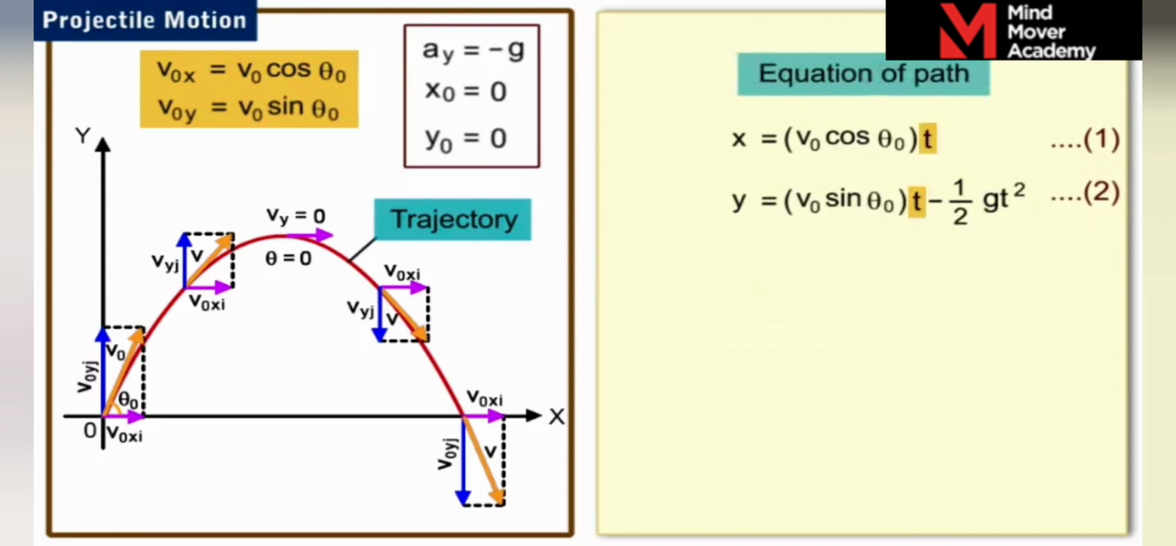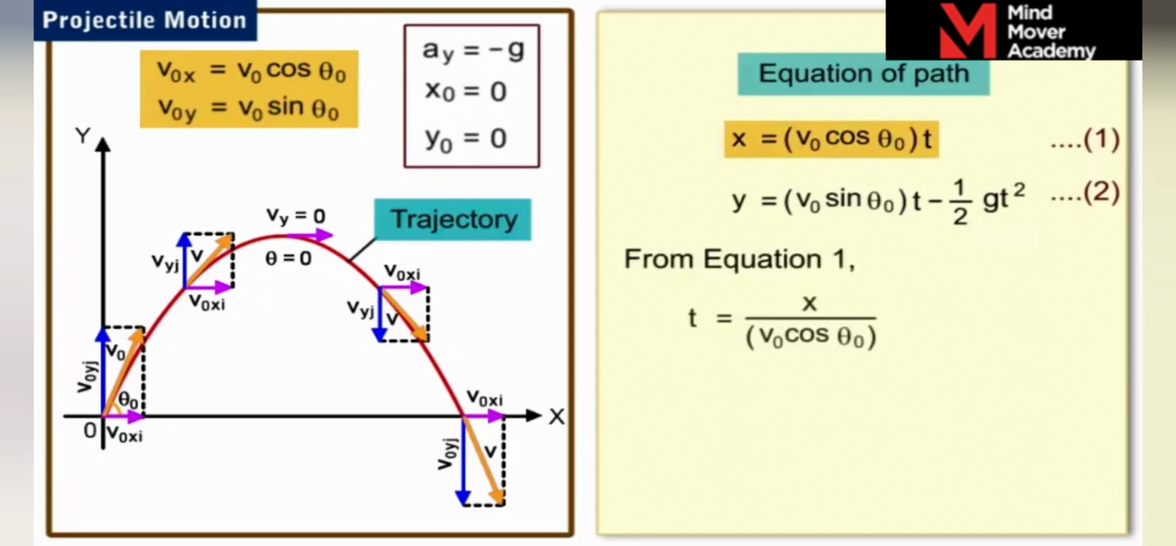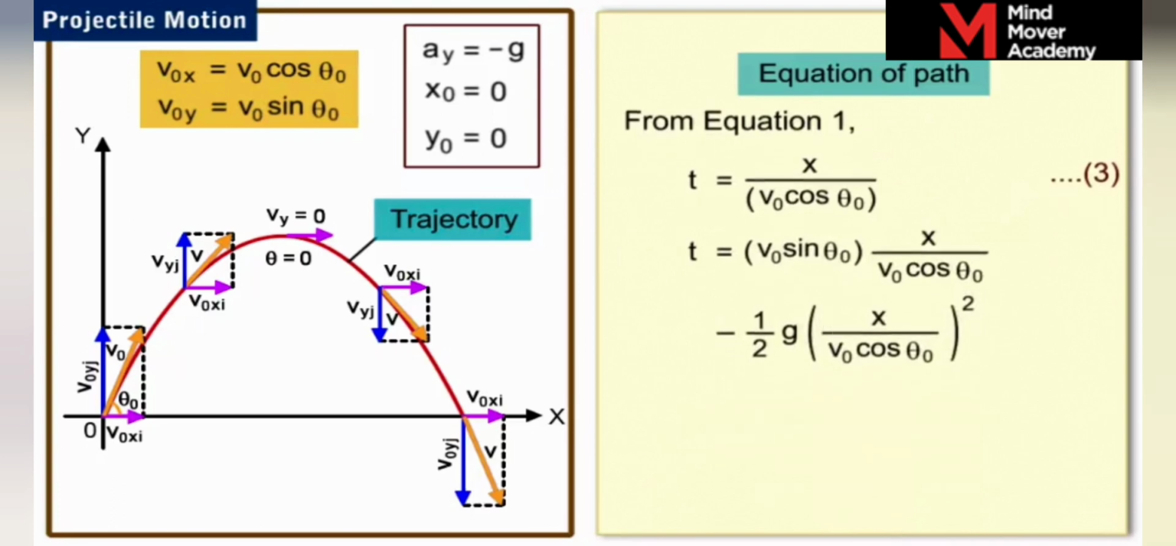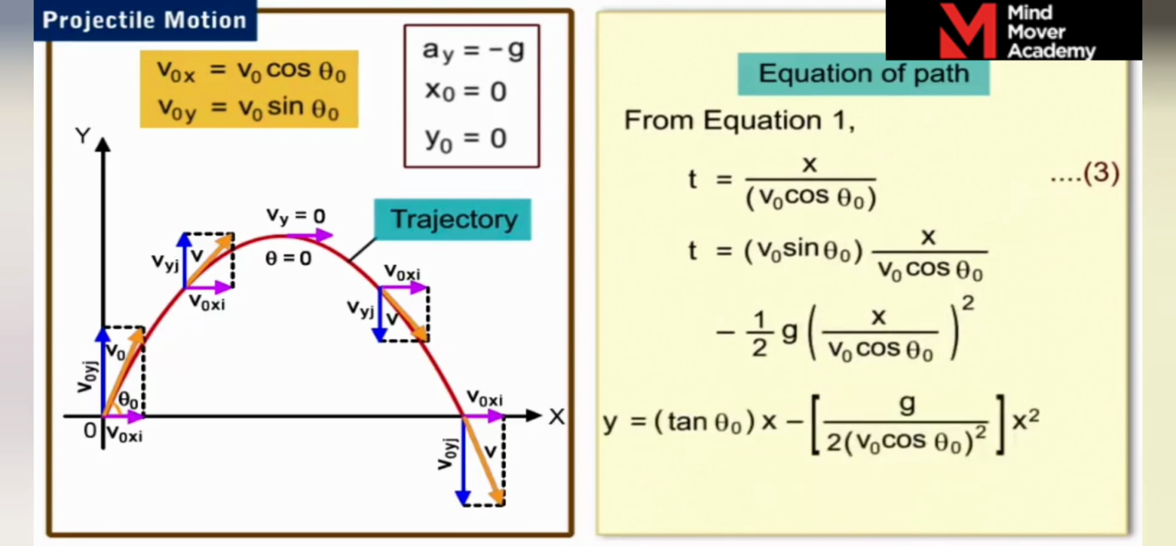By eliminating t from equations 1 and 2, we can get the equation for the path of the projectile. From equation 1, we can write t is equal to x divided by v0 cos θ0. Let this be equation 3. Substituting equation 3 in 2 and simplifying, we get y is equal to tan θ0 into x minus g divided by 2 into (v0 cos θ0) square into x square. Let this be equation 4.